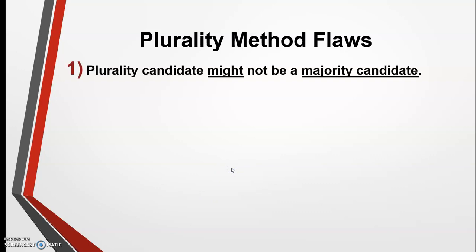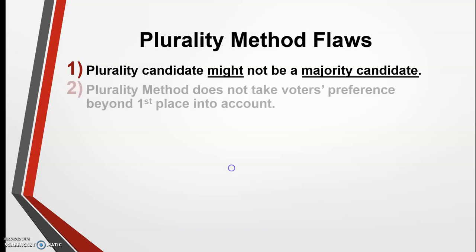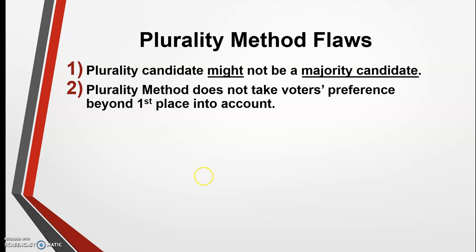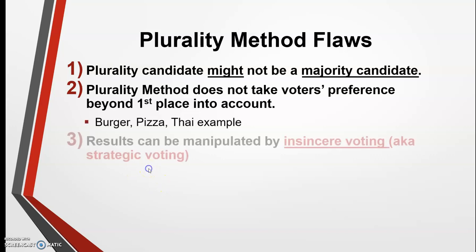So the first flaw is that a plurality candidate might not be a majority candidate. And so that's that concept of they received less than 50% of the first place votes. Plurality method does not take a voter's preference beyond first place into account. So it doesn't care whether or not you wanted someone else in second. It only looks at your first. And the results can be manipulated by insincere voting or strategic voting.